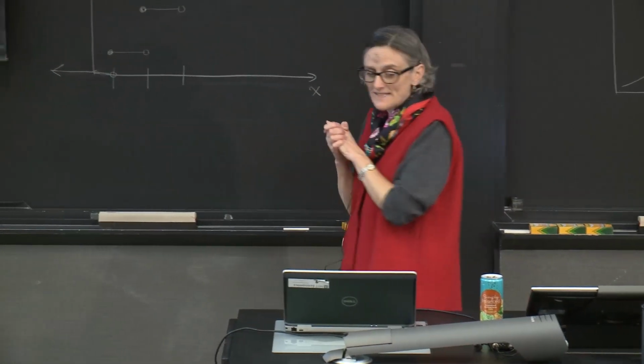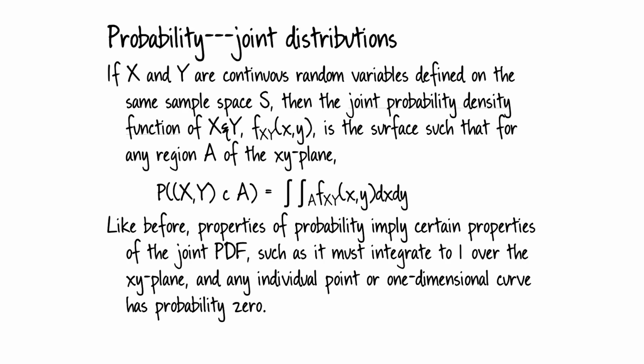Okay, so now definition. If x and y are continuous random variables defined on the same sample space S, then the joint probability density function of x and y, denoted little f sub xy, is the surface such that for any region A of the xy plane, the probability that (x, y) is contained in A is equal to the integral of that function over the region A. So it's the natural generalization of the definition of the continuous PDF to two random variables.